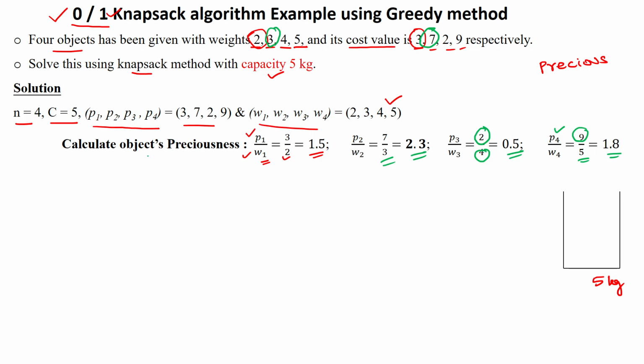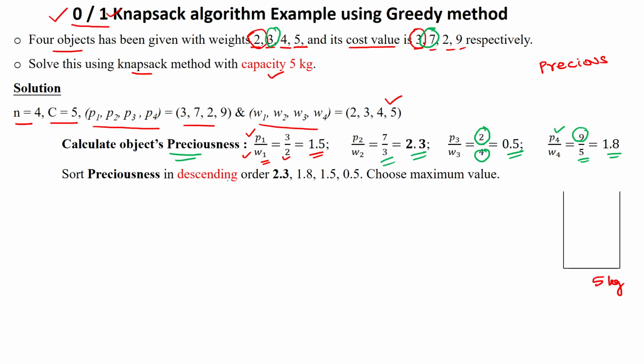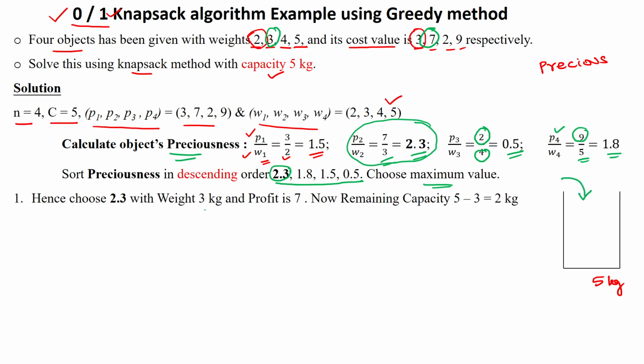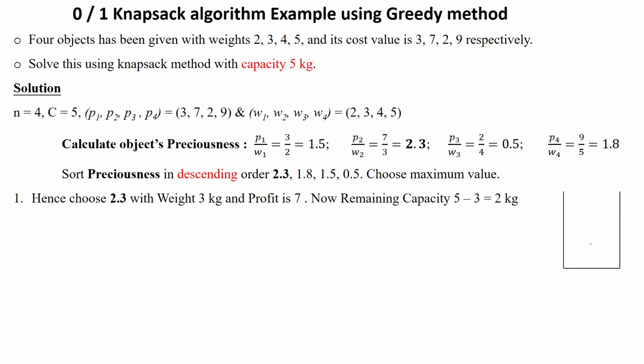Now we have to arrange these preciousness values in descending order. When arranged in descending order, 2.3 is the maximum value. We have to select the item which has more preciousness, that means more importance. Here 2.3 belongs to product number 2, so we are going to select product 2 and add it into the bag. It has 3 kilograms, so we add the 3 kg into the knapsack, whose capacity is 5 kg.